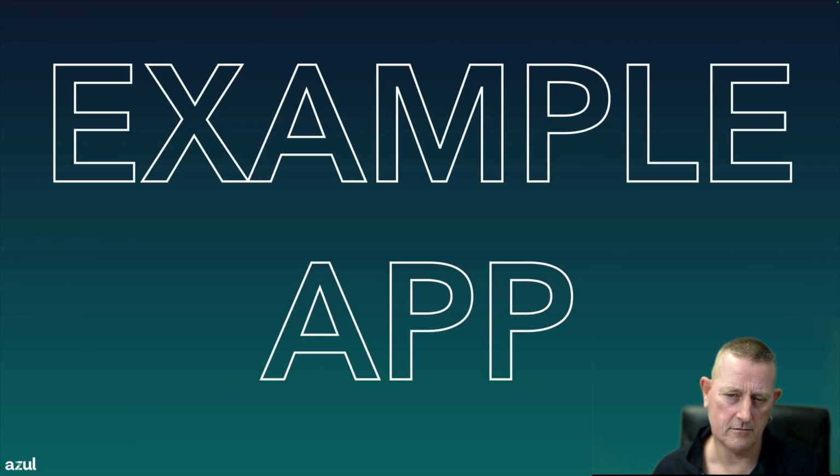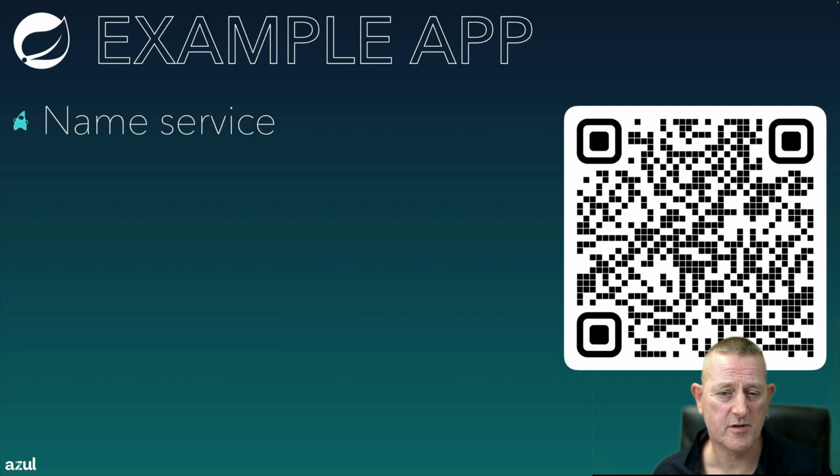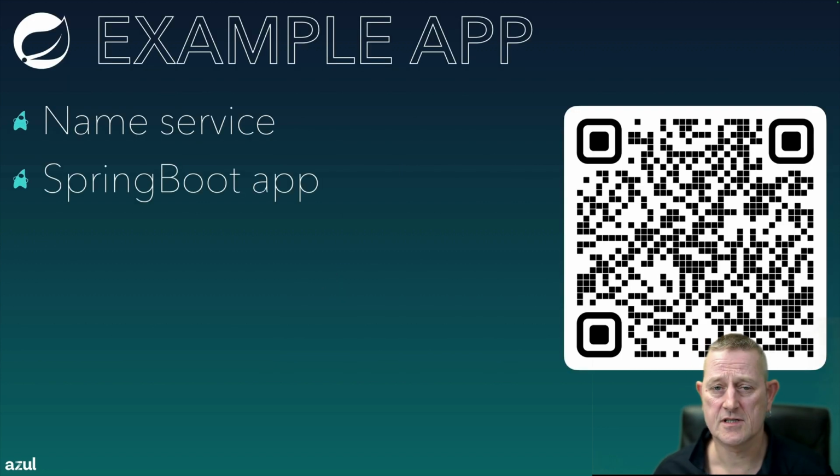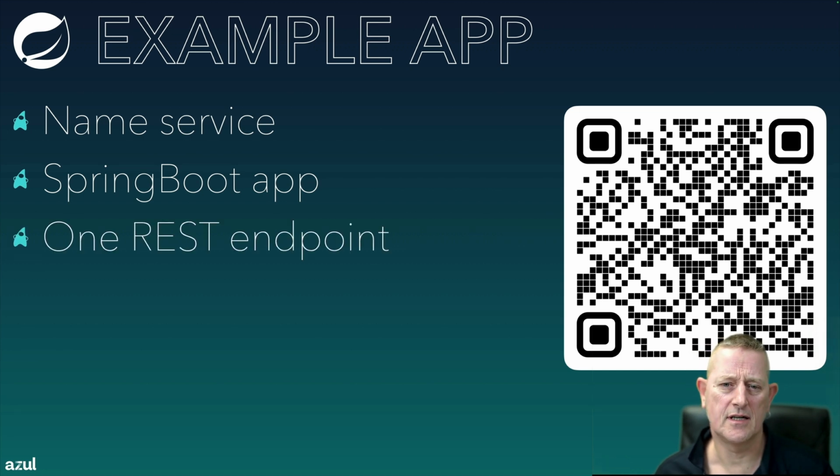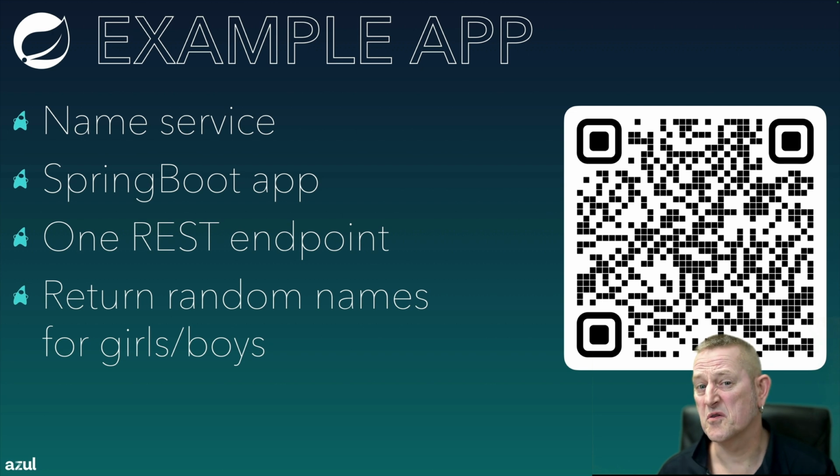So to make this work, I created a little example app, which is not really something special. It's a name service. It's a Spring Boot application. You can find it when you scan the QR code that you see here. It just has one REST endpoint and it returns random names for girls and boys. So it's not really very special.